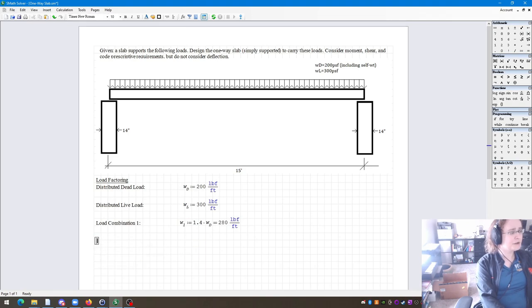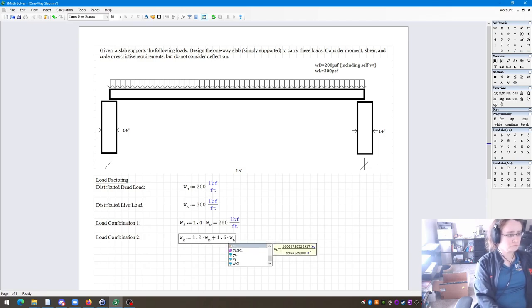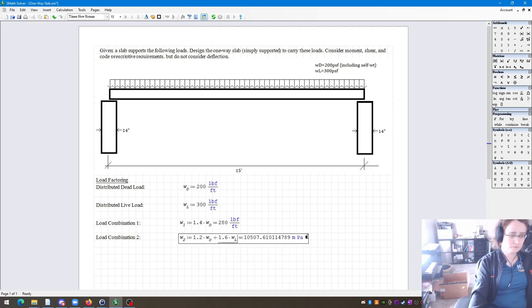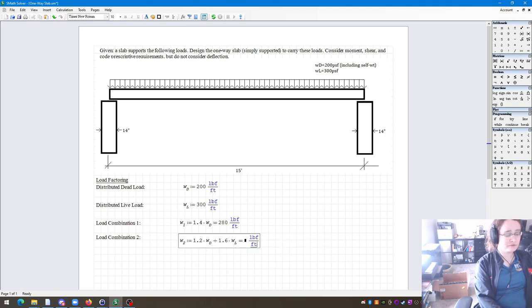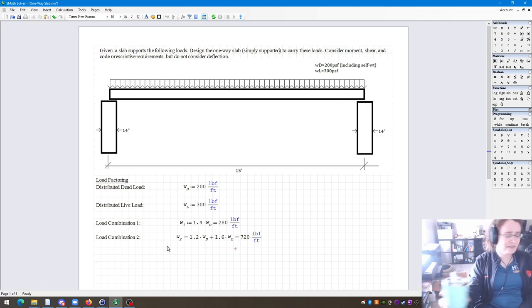And load combination 2, I'll just call this W2, 1.2 W dead, 1.2 times the dead load plus 1.6 times the live load. And this, of course, will be in pound force per foot as well. So clearly, what's going to control will be the load combination 2, and that's not surprising because we have only dead load and live load present, and our live load is larger than our dead load.